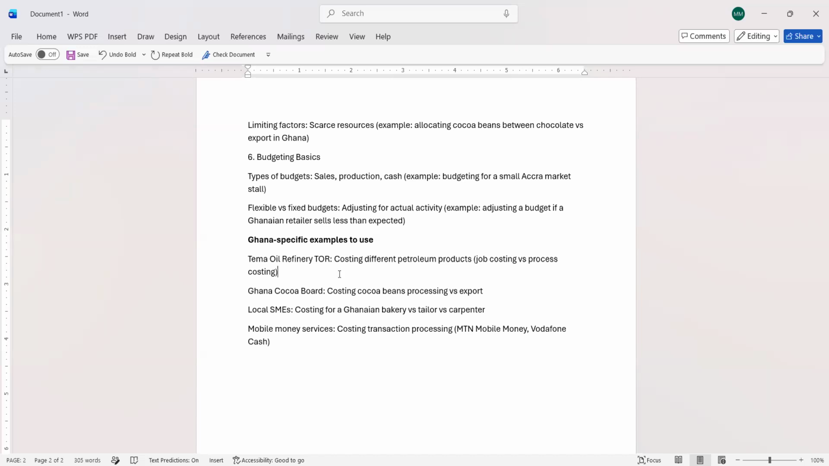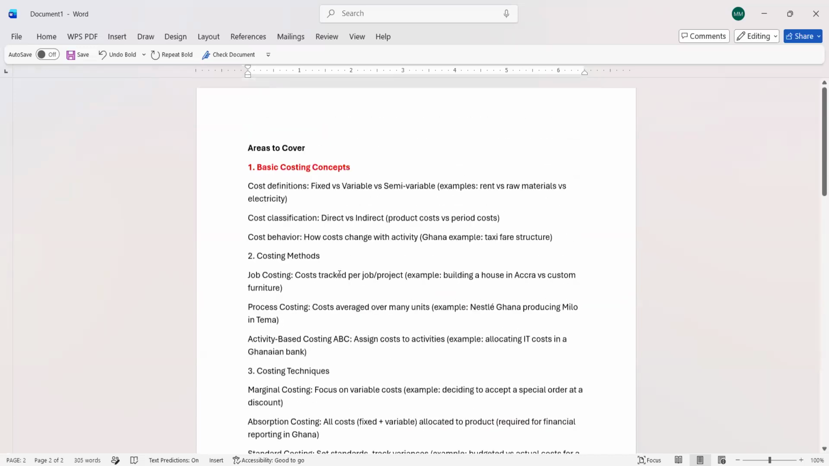So these are basically some of the areas we cover. If there's a need for me to add more areas, I'll do that. Any questions with regards to this small presentation I've made? Any questions with regards to this?